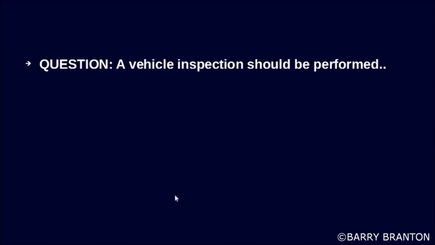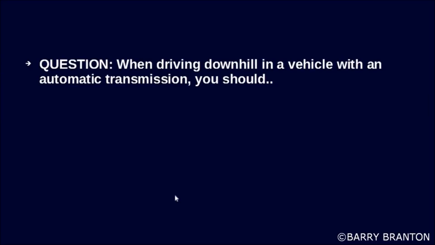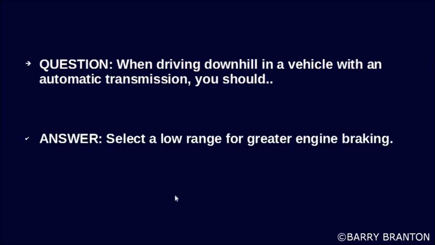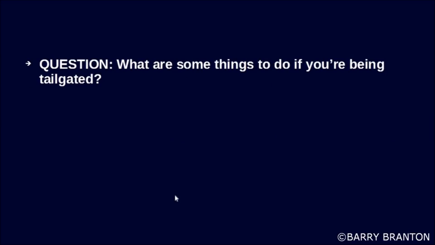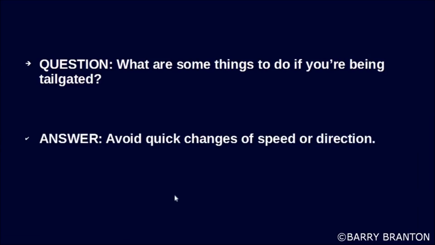A vehicle inspection should be performed before each trip. When driving downhill in a vehicle with an automatic transmission, you should select a low range for greater engine braking. What are some things to do if you're being tailgated? Avoid quick changes of speed or direction.